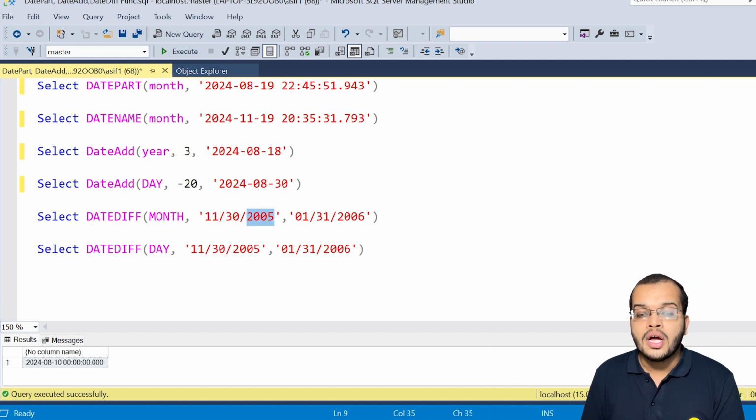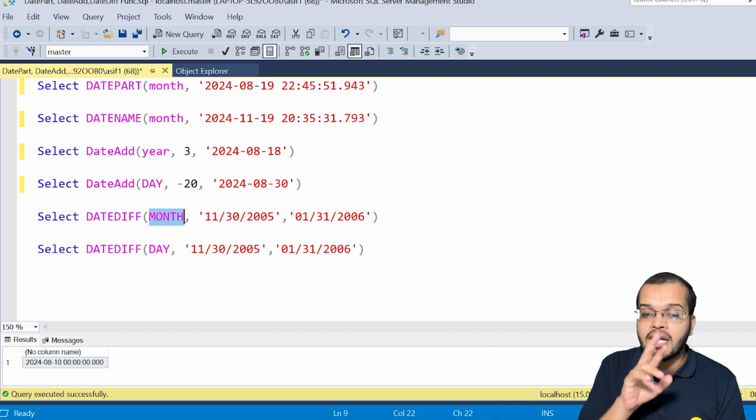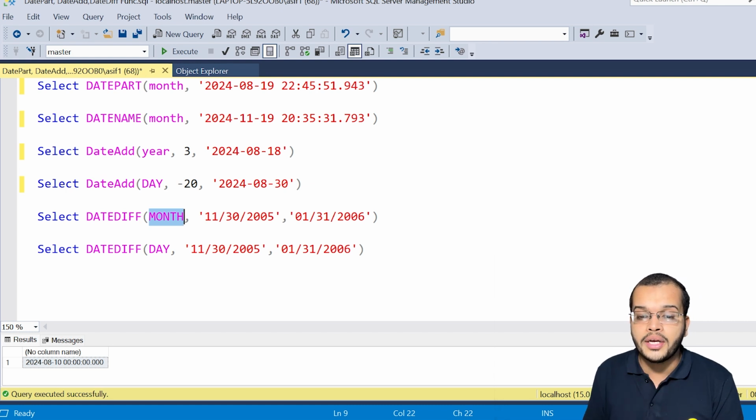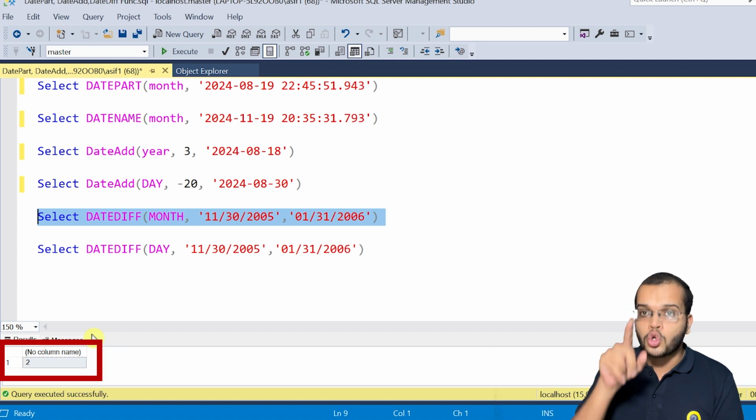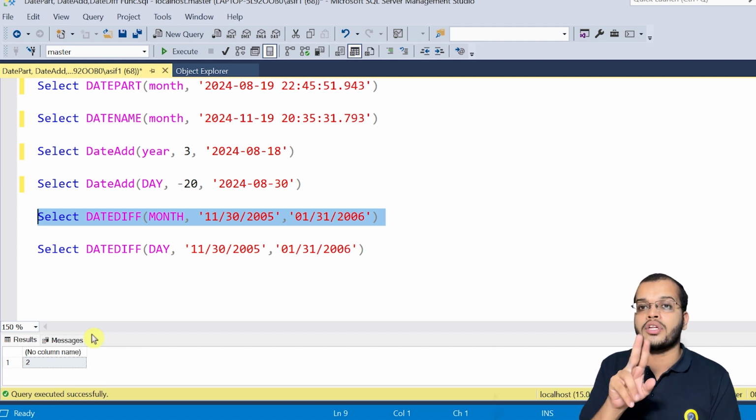Now I would like to differentiate, subtract. I am subtracting the month, not the year and not the day. If I am subtracting the month, 11, 1, what is the difference here? That we have to look into. 2 months difference. 12th month, which is the December, and we are getting the first month, that's why we have got the difference 2.